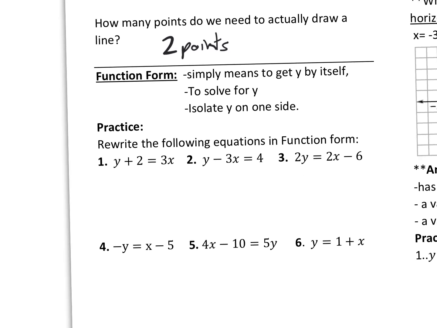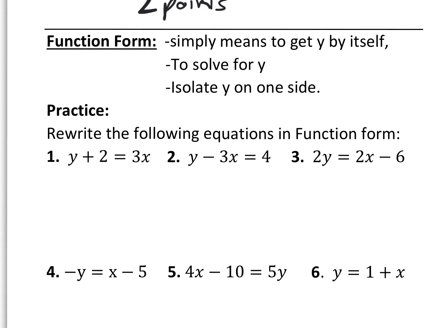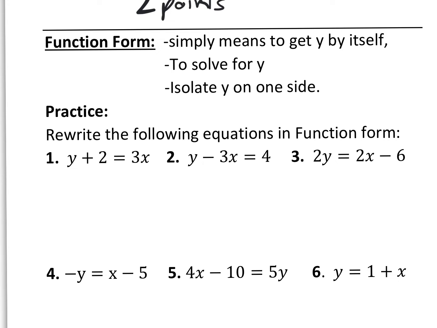Anyway, here are the notes for today's lesson. The main vocab phrase that we want to learn today is function form. Again, we've already talked about this in the past, but I want to reiterate it right here. Function form simply means get y by itself, okay? So we have all these equations, 6 equations down here, and if they tell us to rewrite the following equation in function form, that means simply get y by itself. Solve for y. Isolate y on one side. So it all means the same thing. Get the y by itself on one side of the equal sign.